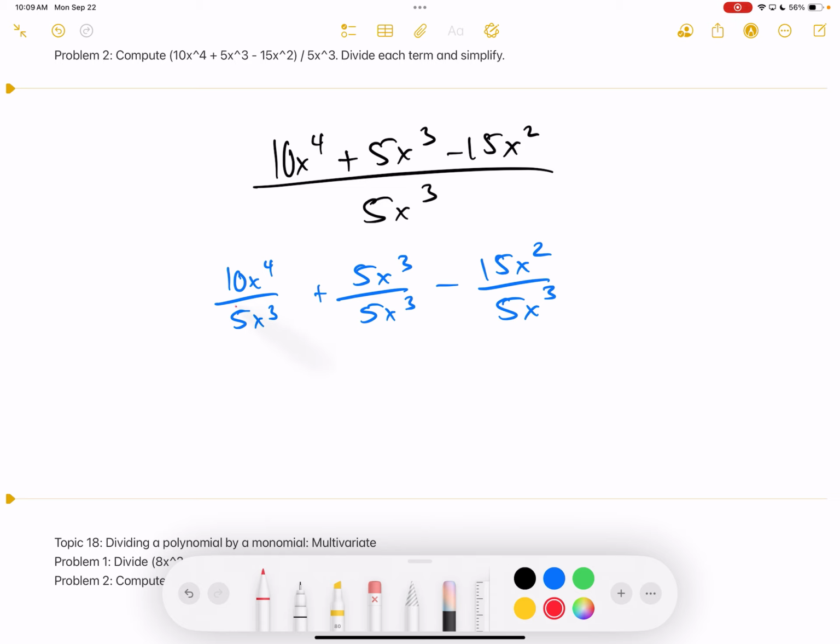10 divided by 5 is 2. 4x is on top, 1 on the bottom. I'm sorry. 4x is on top, 3 on the bottom. That leaves me with 1 on top. 5 divided by 5 is 1. 3x is on top, 3 on the bottom. They cancel out.